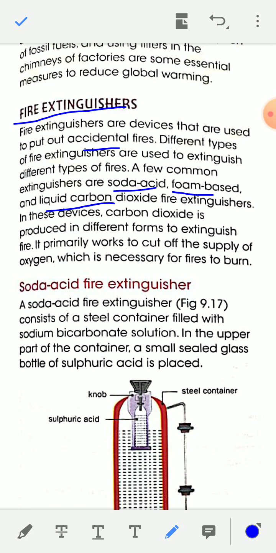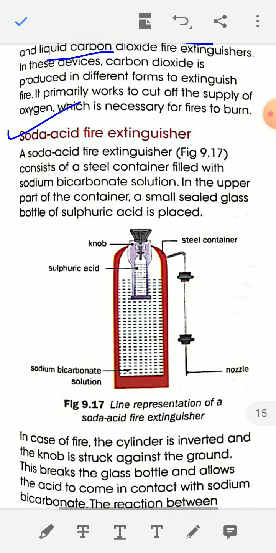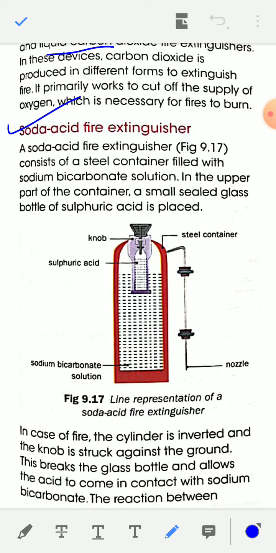Now see first the soda acid fire extinguisher. It looks like this. A soda acid fire extinguisher consists of a steel container filled with sodium bicarbonate solution. In the upper part of the container, a small sealed glass bottle of sulfuric acid is placed. Okay, so in this bottle, sulfuric acid is used along with sodium carbonate in the soda acid fire extinguisher.